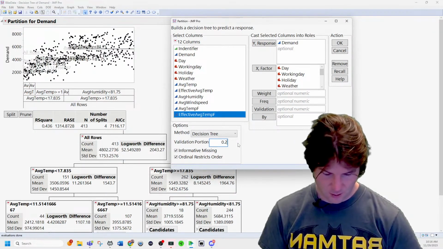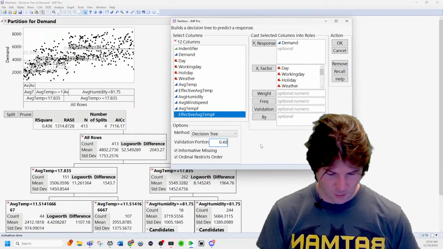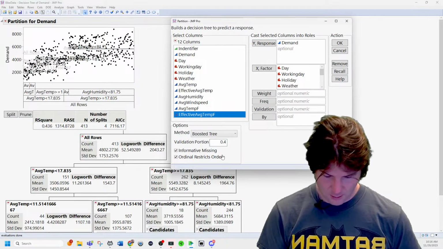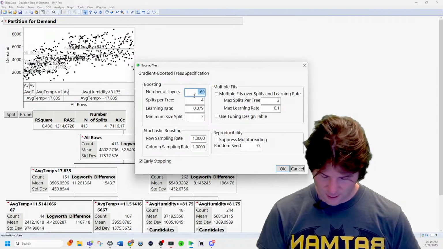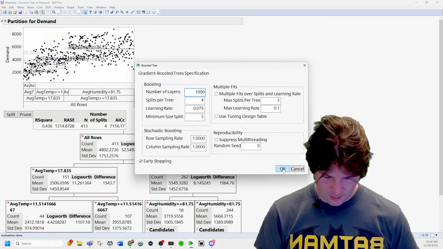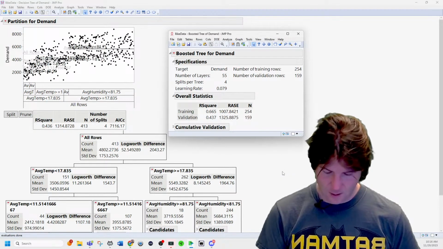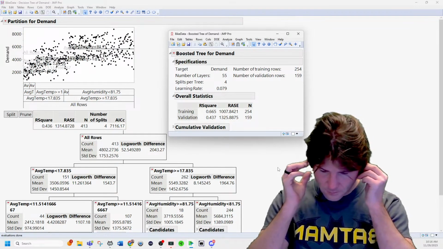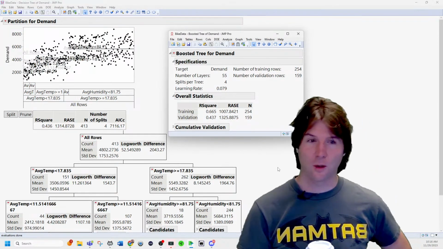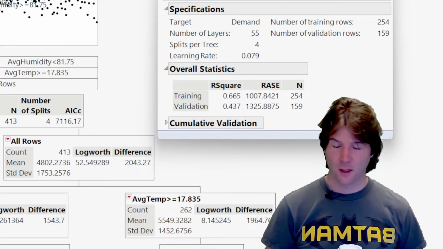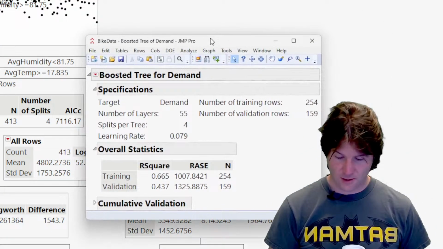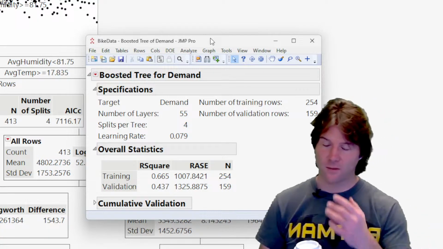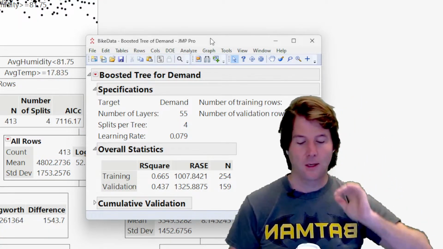Validation portion. Let's go to a 40% validation portion. Now let's see how we do. Okay. Not the worst validation ever. Validation of 43, which is close to our model. But there we go. We got an R squared of 66.5 on the original data and a validation of 43.7.